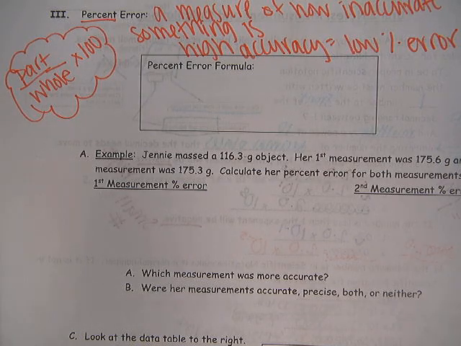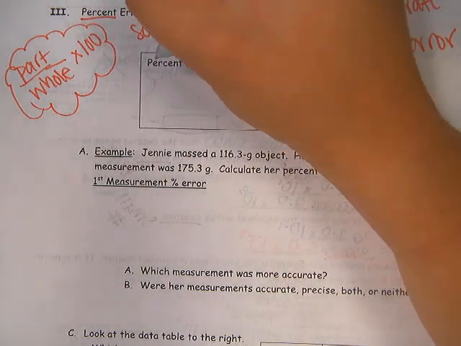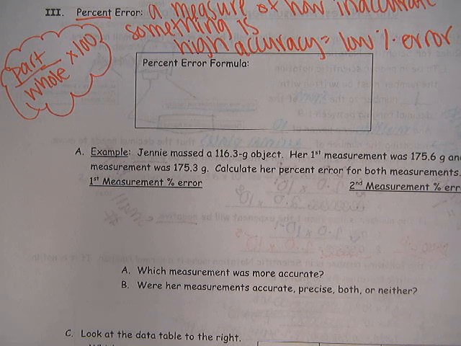The formula that we use to calculate this is going to be taken by the difference between the actual value and the measured value. And because it just matters what the actual difference is, it's an absolute value thing.